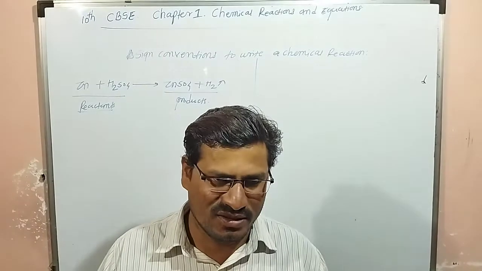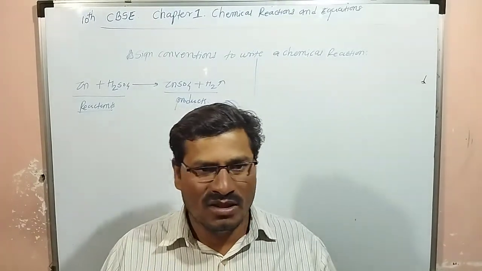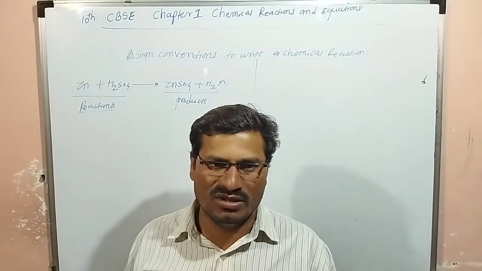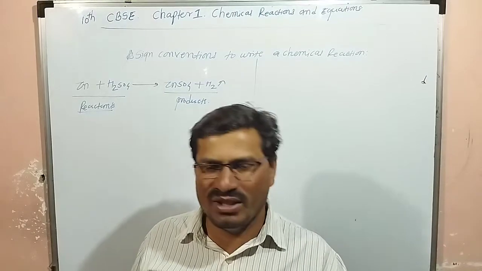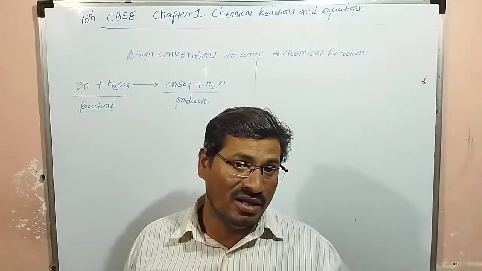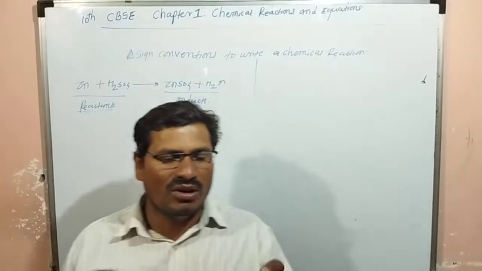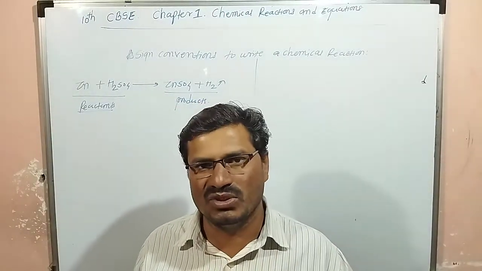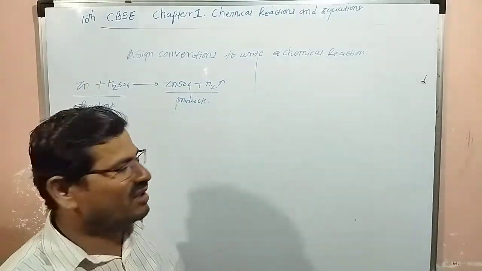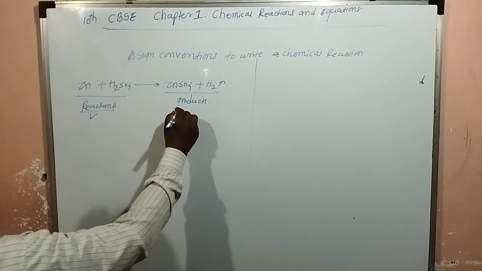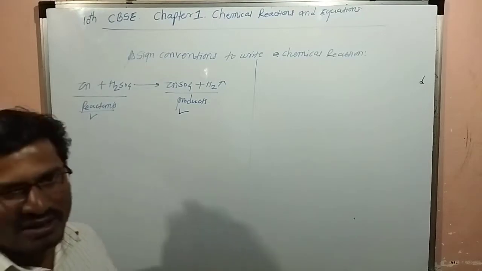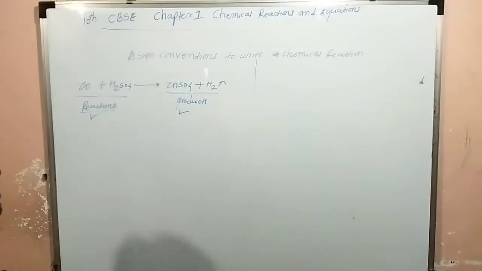What do you mean by reactant? In simple way, substances taking part in the chemical reaction, or substances undergoing chemical change, are called reactants. And what do you mean by product? Product means substances which are formed after the chemical reaction. So you should know what you mean by reactant and what you mean by product. So point-wise we are going to write how to write the chemical equation, or what the sign conventions are.